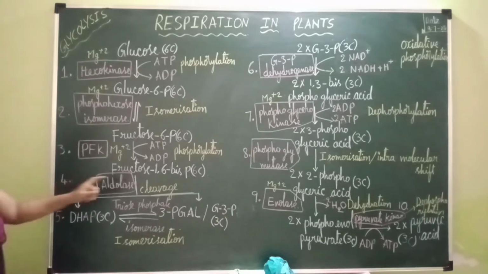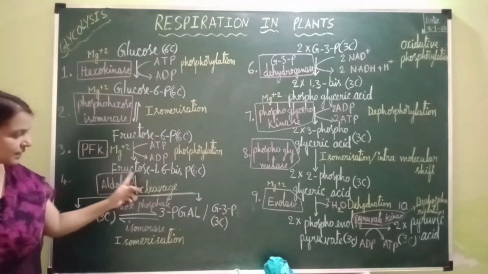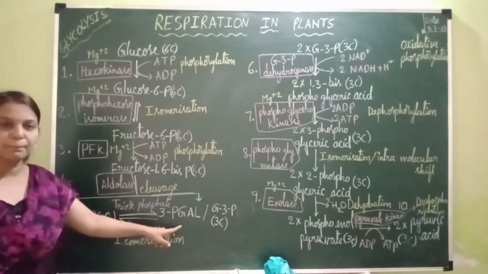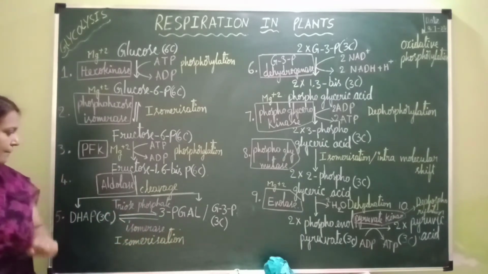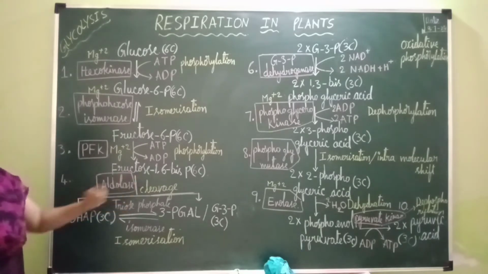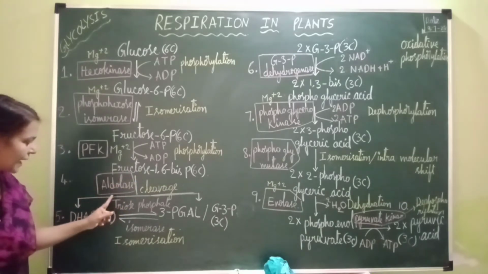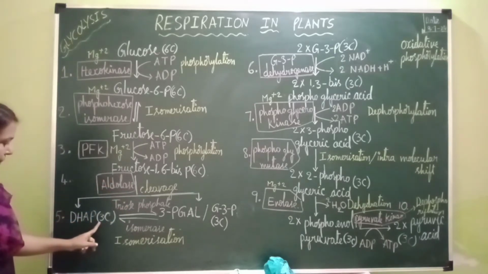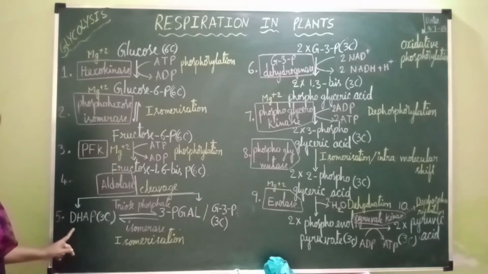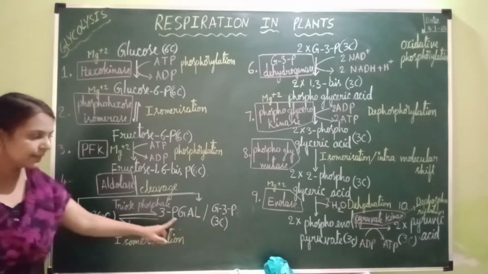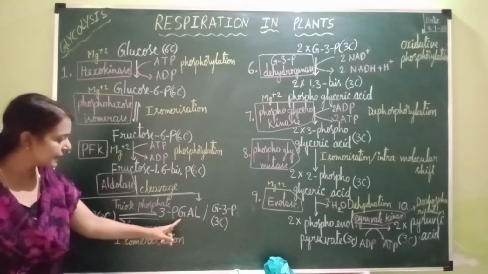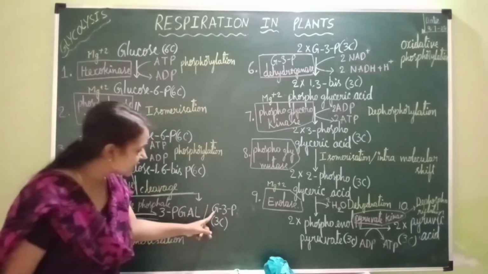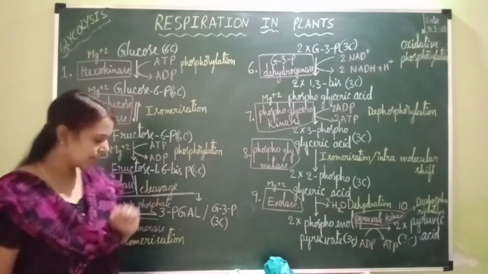Now in the fourth step, this fructose 1,6-bisphosphate undergoes cleavage into two different molecules of 3-carbon compounds. This cleavage is catalyzed by the enzyme aldolase. It is cleaved into one molecule of a 3-carbon compound called DHAP, dihydroxyacetone phosphate, and another molecule of a 3-carbon compound, 3-phosphoglyceraldehyde, which can also be called glyceraldehyde 3-phosphate.